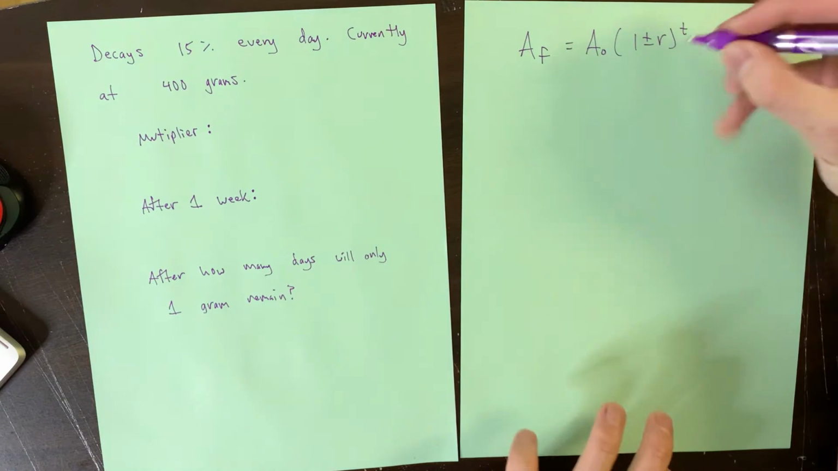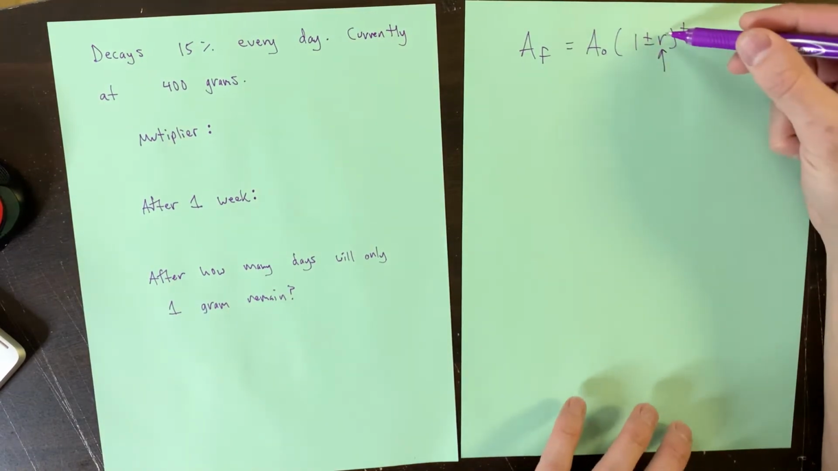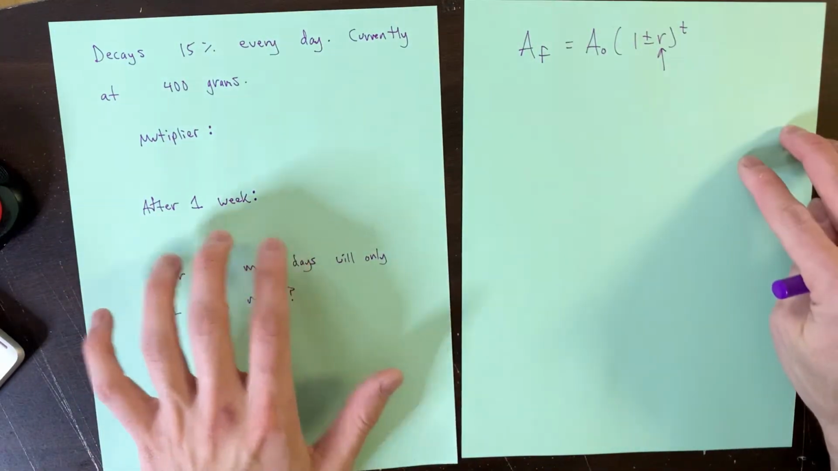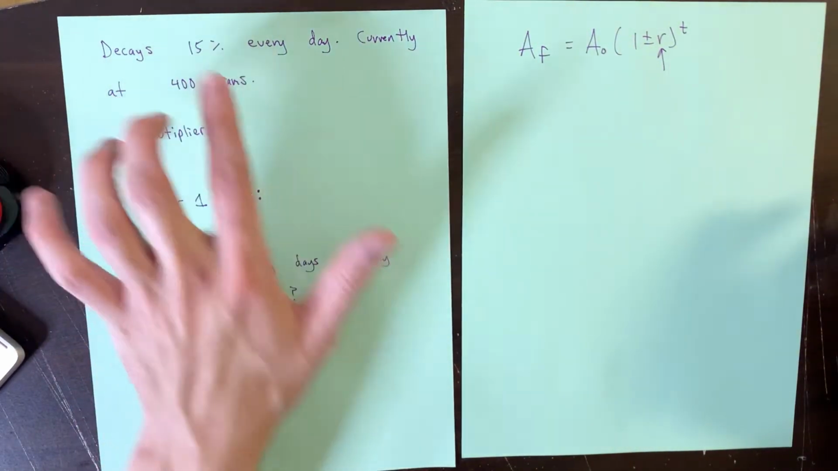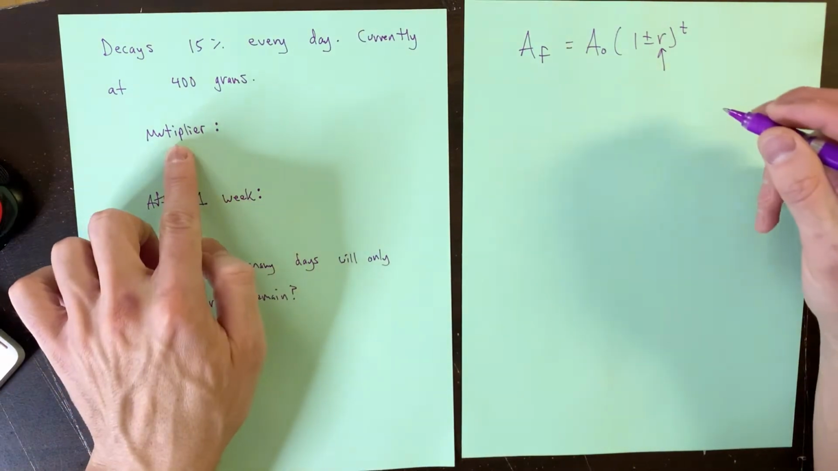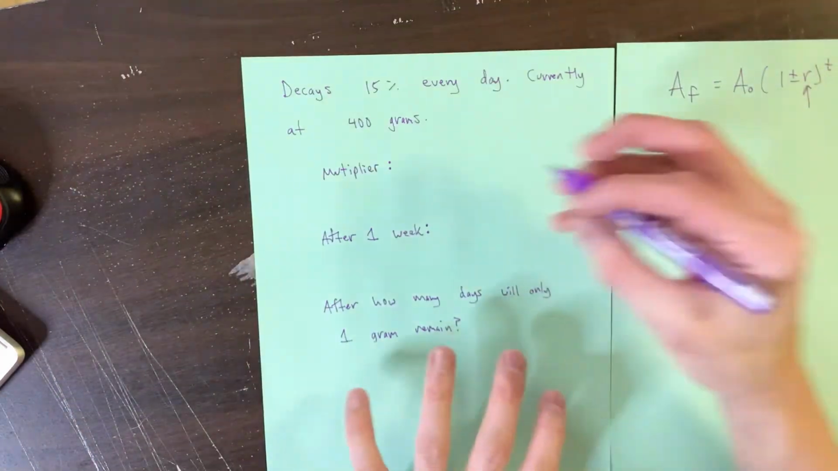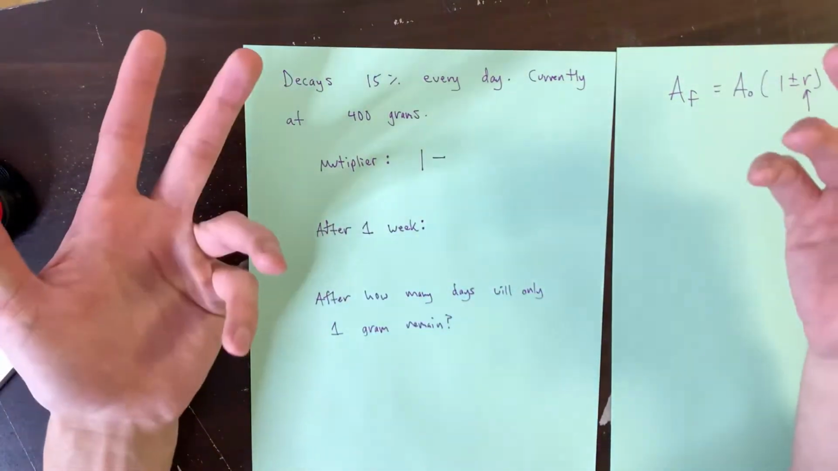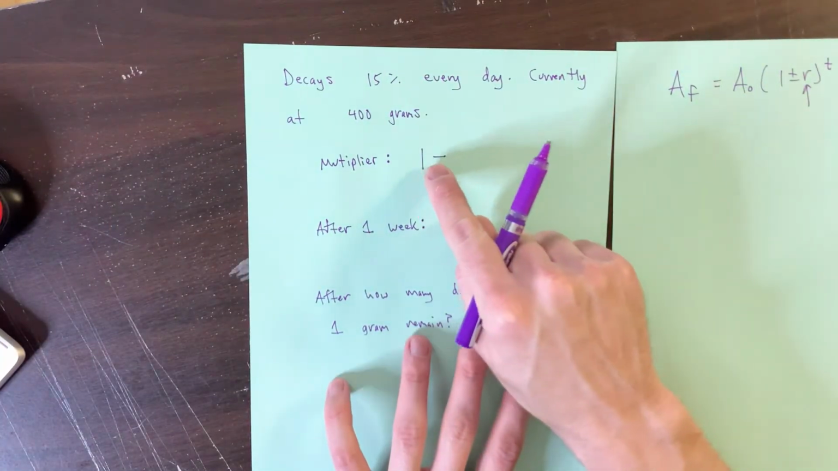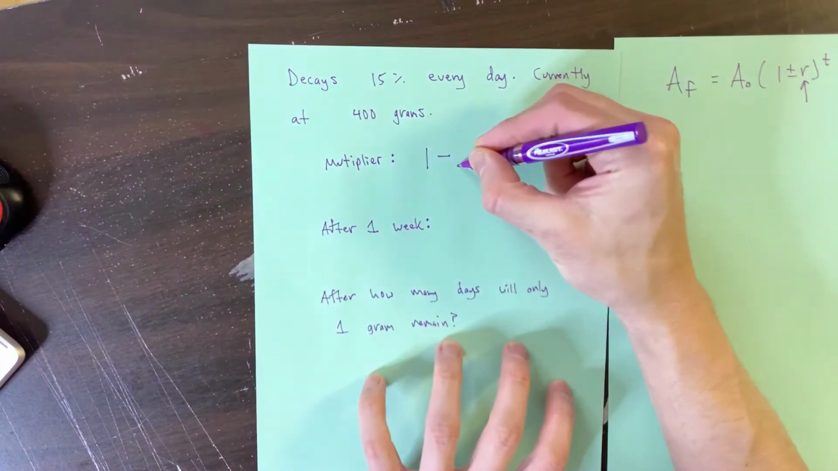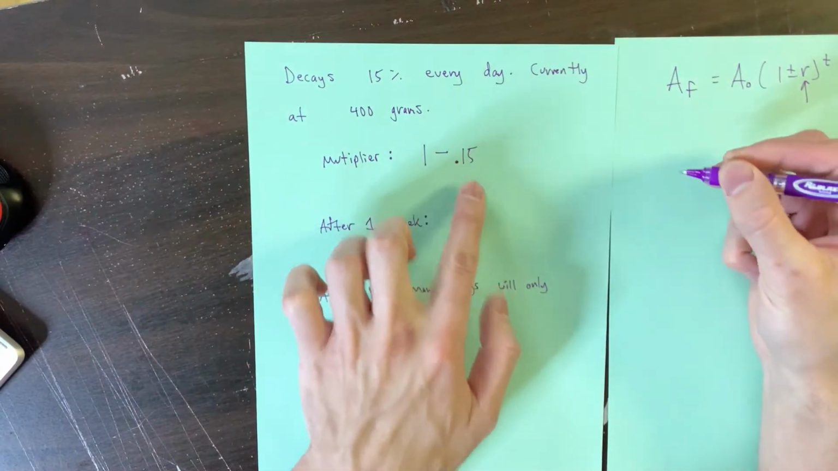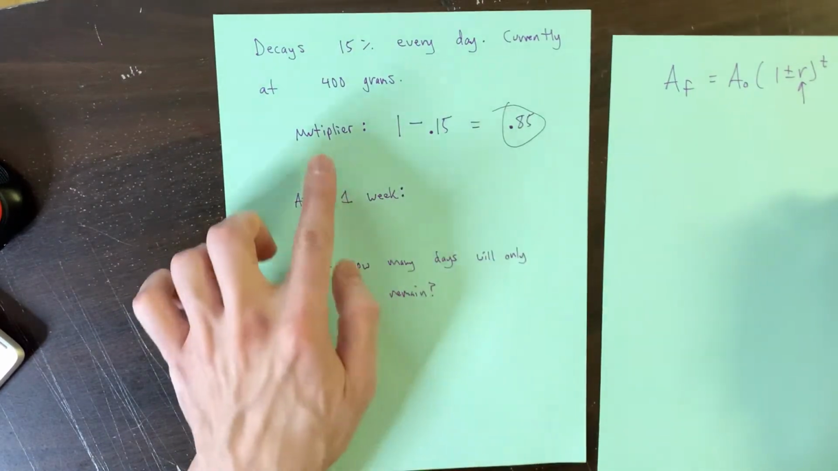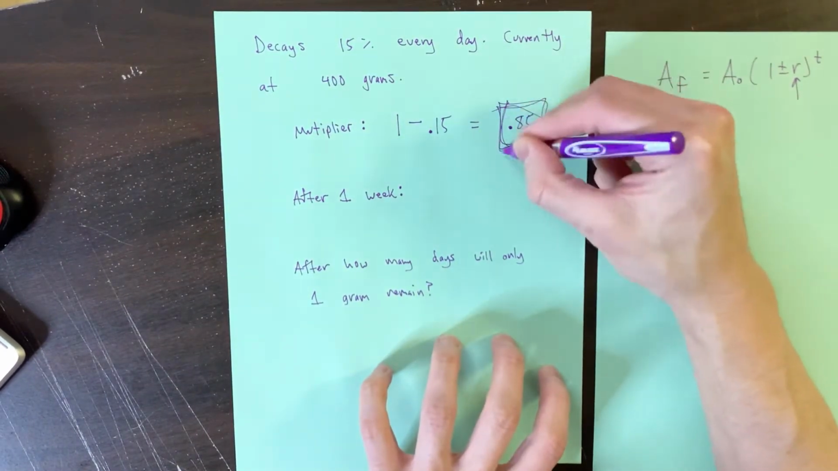Now check this out. This is going to describe whether you're growing or decaying. So for example, for this problem that I just made up, it says that it decays 15% every day. So my multiplier would be this. It would be 1, and now since it's decay, I'm going to subtract. If the object were growing, it would be addition. But it's going to be 1 minus 15%, which is 0.15. So 1 minus 0.15 equals 0.85. That is my multiplier.